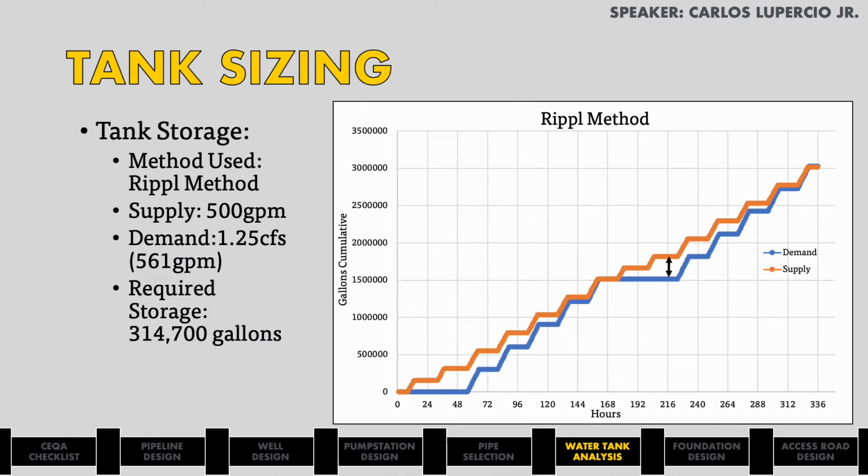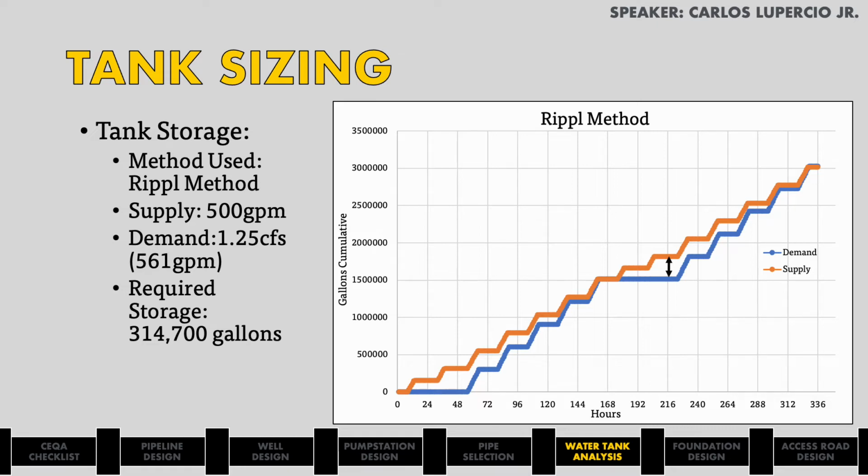The Ripple method was used to determine our tank storage. The pump will function at a rate of 500 gallons per minute from Monday through Friday at 8 hours a day, while Saturday through Sunday it will pump for 5 hours a day. Knowing the rate of the pump, we can analyze our cumulative demand and cumulative supply, as shown on the graph to the right. The gap indication will determine our required storage amount.